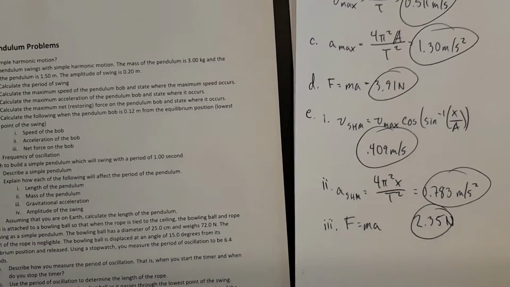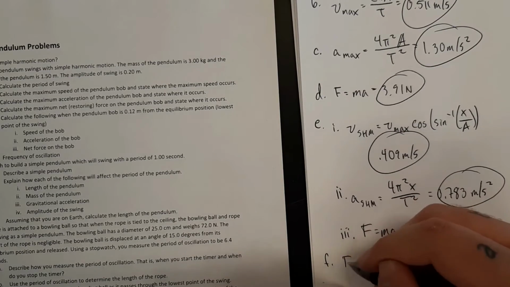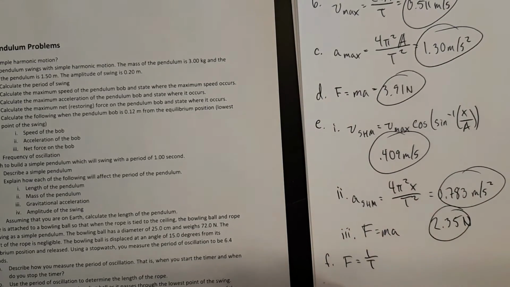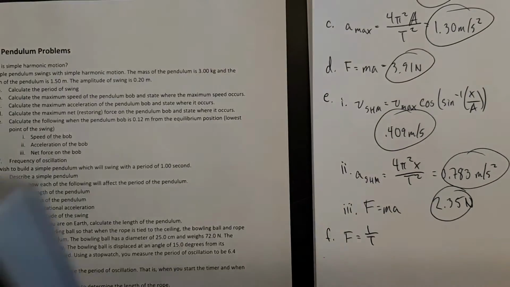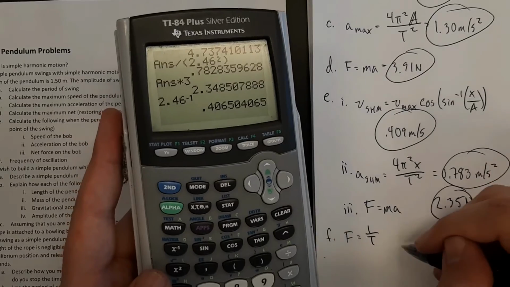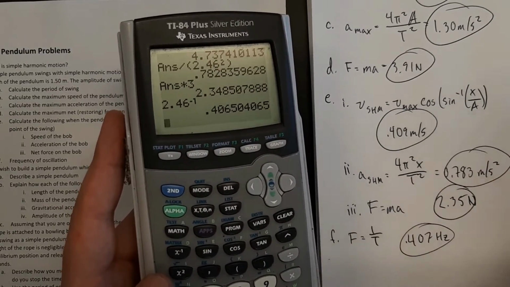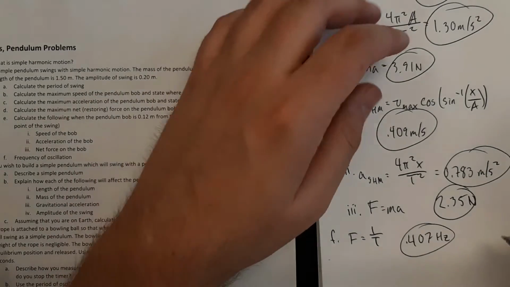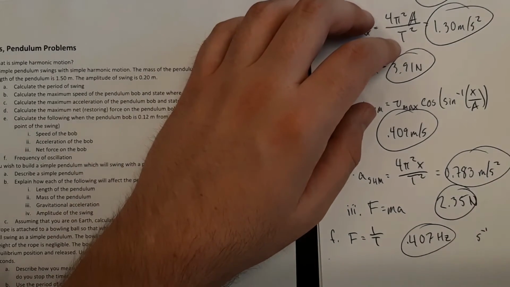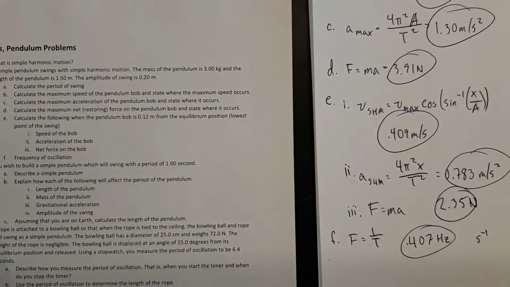The frequency of oscillation, that one's going to be a real quick calculation because frequency is just the inverse of our period of oscillation. Okay, so we got a period of oscillation of 2.46, taking the inverse, bang, we got 0.407 hertz. Remembering our units for frequency are hertz, or you could also do seconds to the -1. Same deal. Look at that, we're done with number 2. Let's look at the next one.